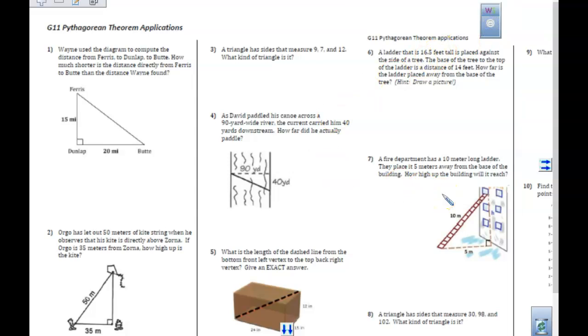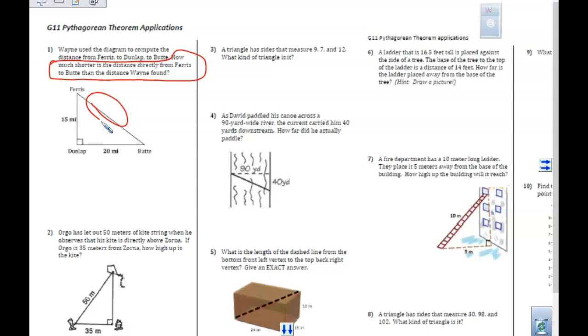So the next 2 days are going to kind of be working on this. We might do tomorrow some Quizlet Live with some of the simplifying radicals and doing some things that way, maybe with Pythagorean theorem. So when you look at question 1 on that, the biggest mistake that people will make is it says, how much shorter is the distance directly from Ferris to Butte than the distance that Wayne found? So the most common mistake is people will give me this answer, and that's not the answer to the question.